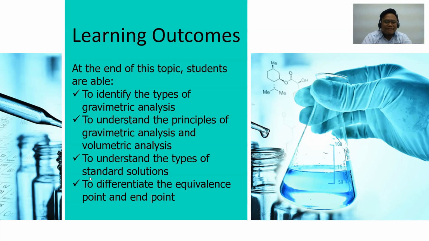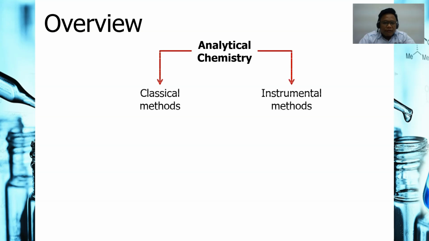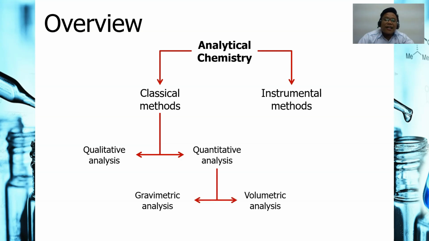So let's start. In industry, a lot of chemical processes involve methods and techniques related to analytical chemistry. In analytical chemistry, the methods can be divided into two types: the first one is the classical methods and the second one is the instrumental methods. Classical methods can be divided into two types of analysis: the first one is the qualitative analysis and the second one is the quantitative analysis. In this topic, I just cover the quantitative analysis, where I will focus on the gravimetric analysis and volumetric analysis.